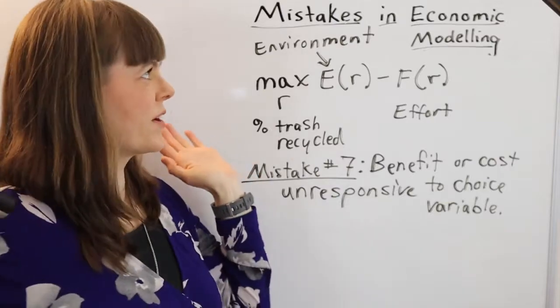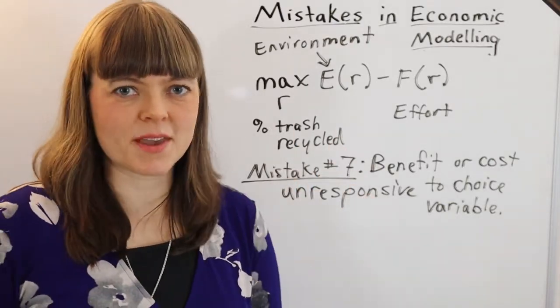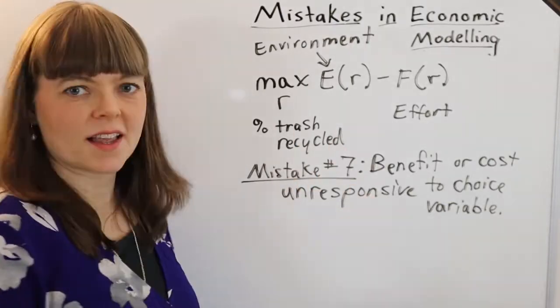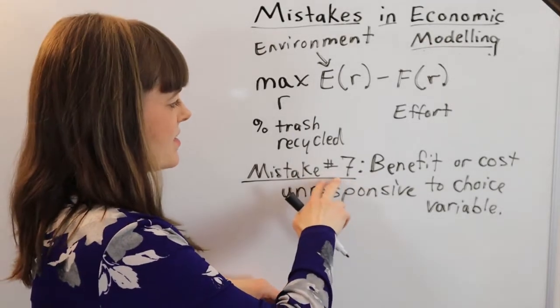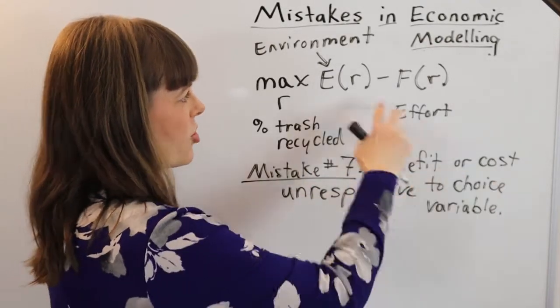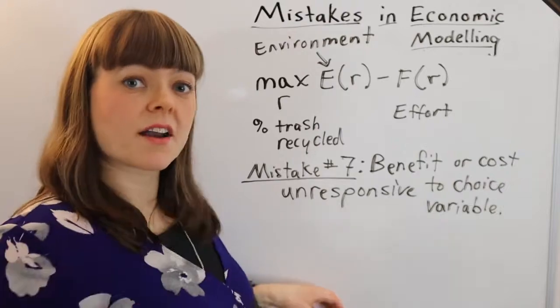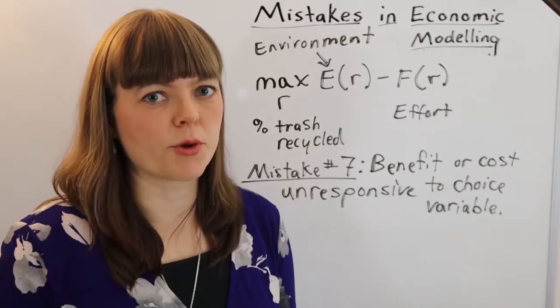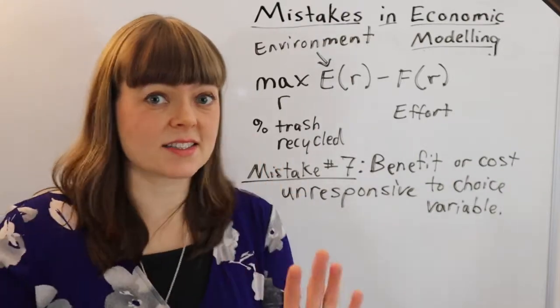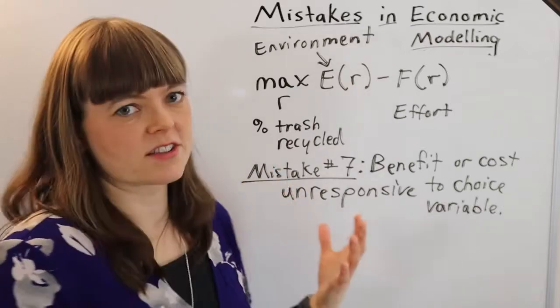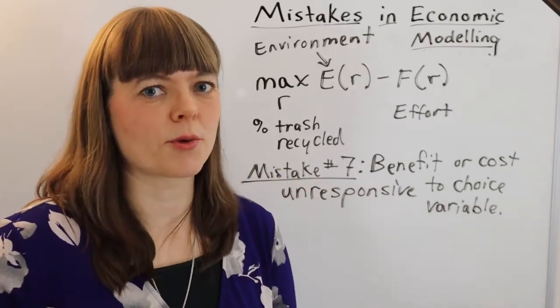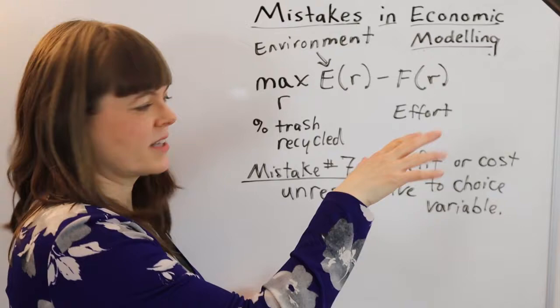All right, I'm going through a series of mistakes students make when they build economic models. And the 7th mistake is that the students have a benefit or cost in their model that is unresponsive to their choice variable. Now, this doesn't necessarily mean that that benefit or cost needs to be an exogenous variable. So this is the most common place I see this.